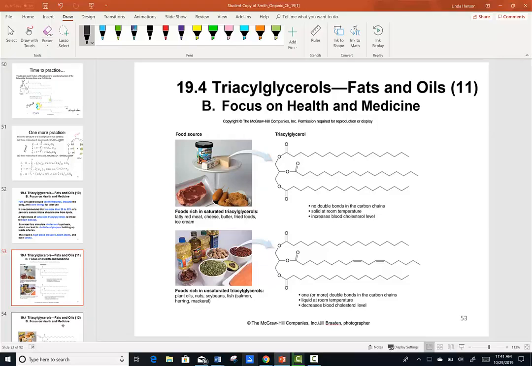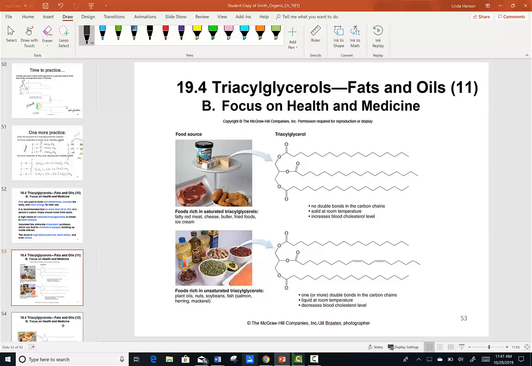So foods that are rich in saturated triacylglycerols come from animal derivatives like fatty red meats, cheese, butter, fried foods that are high in saturated fats. And of course, ice cream is an animal product as well. No double bonds in the carbon chain, solid at room temperature, increases blood cholesterol level.